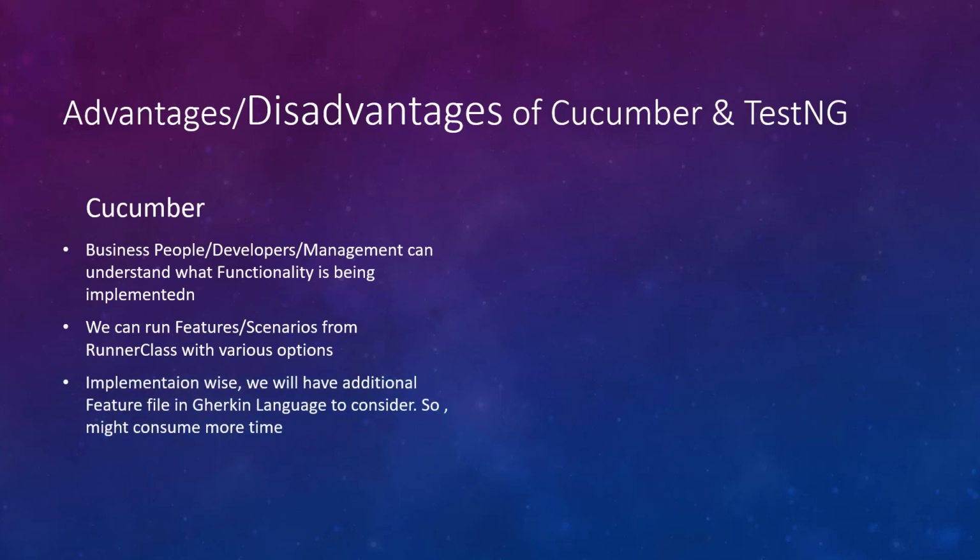Implementation wise, we'll be having an additional feature file in Gherkin language, so it might consume more time, because in TestNG we won't be having this feature file, so we'll be directly writing the annotations, and there we'll start directly coding. But since we have this feature file, we'll have to create step definitions for this, and from there we'll have to call the reusable page object methods.